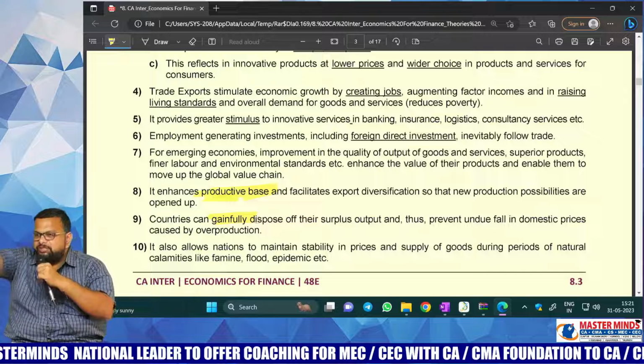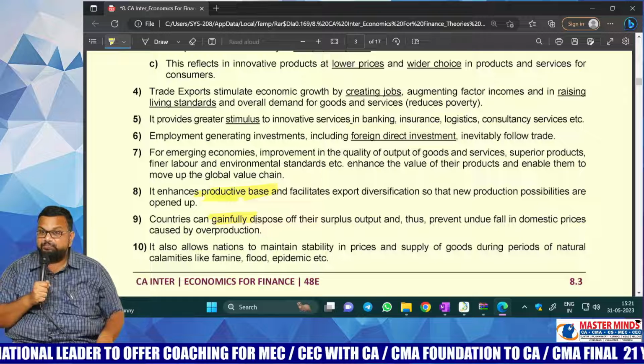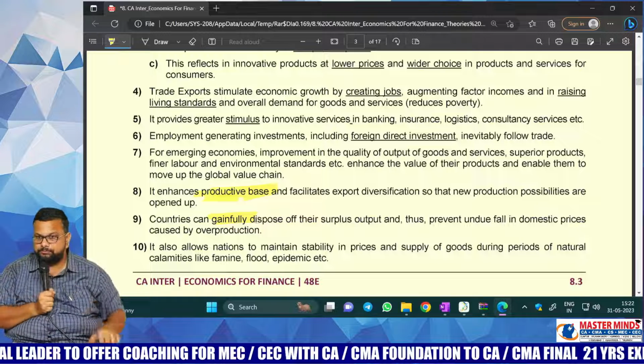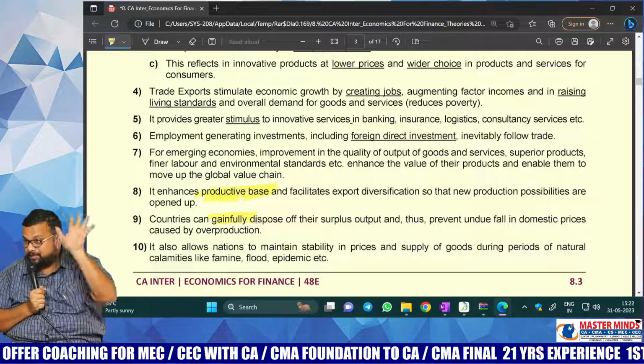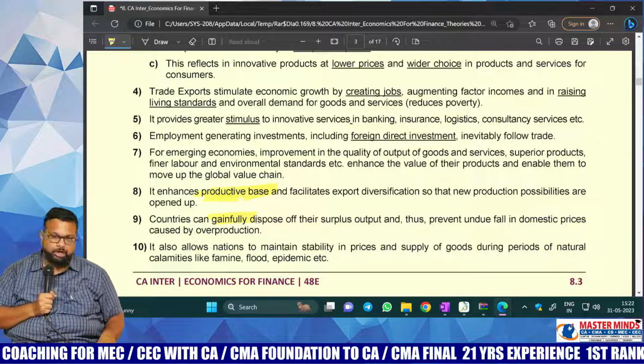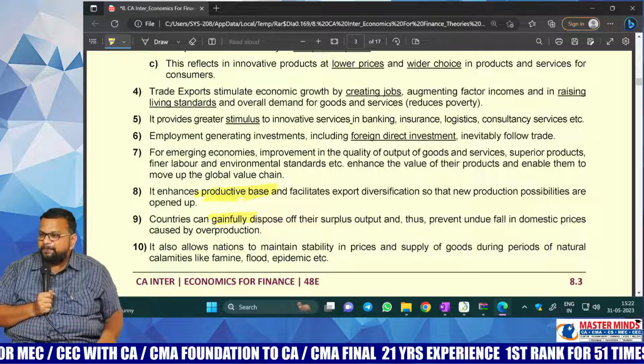Just imagine that there is no international trade, and during this season there is a bumper sugarcane crop. That means we got more harvest than expected. So automatically sugar companies will produce more sugar. That means supply is greater than demand.